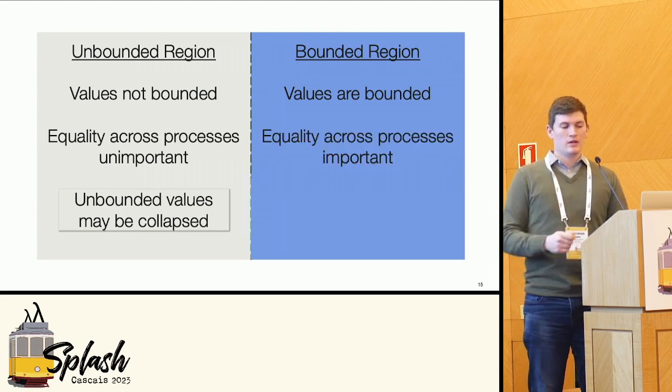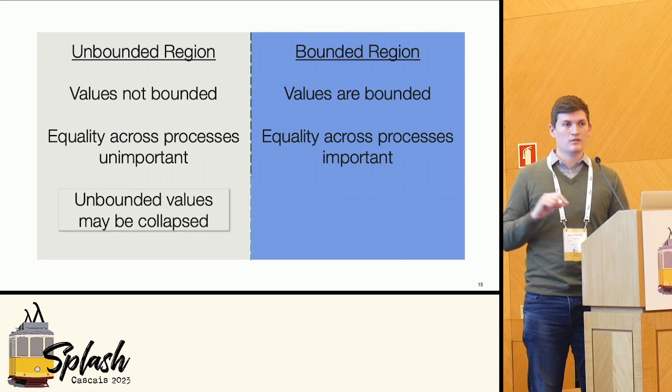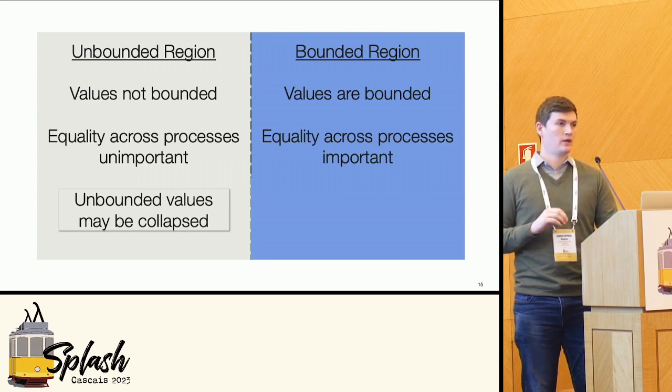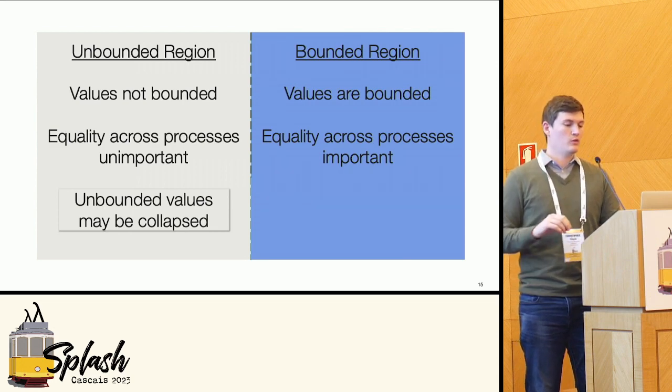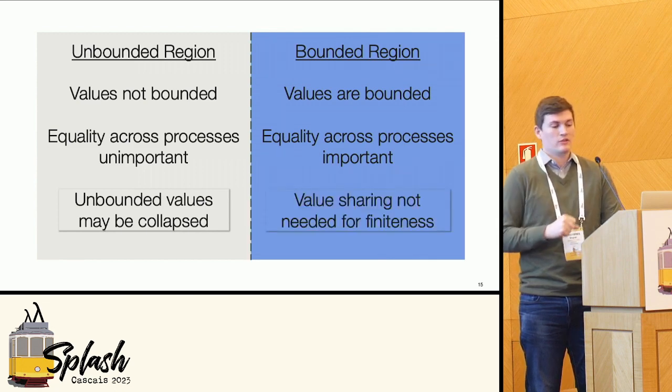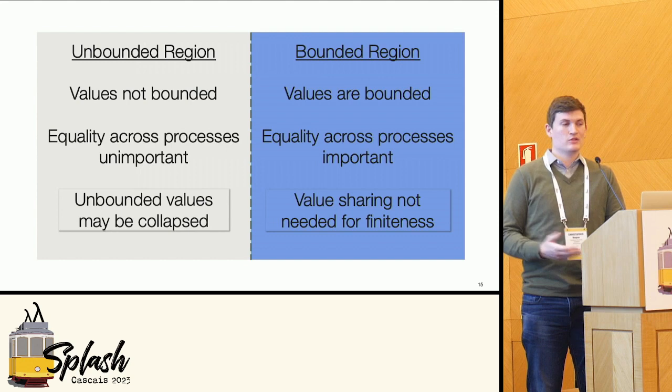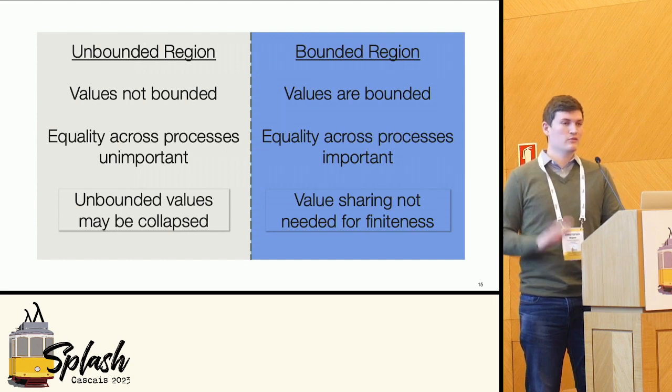Now, on the other hand, inside the bounded region, distinctness of values across processes is critical to recognizing error states. So we can't collapse the values in that region to shrink the domain, but thankfully, the number of values in that region is already finite. So we can leave those alone and still get a finite variable domain in the end.